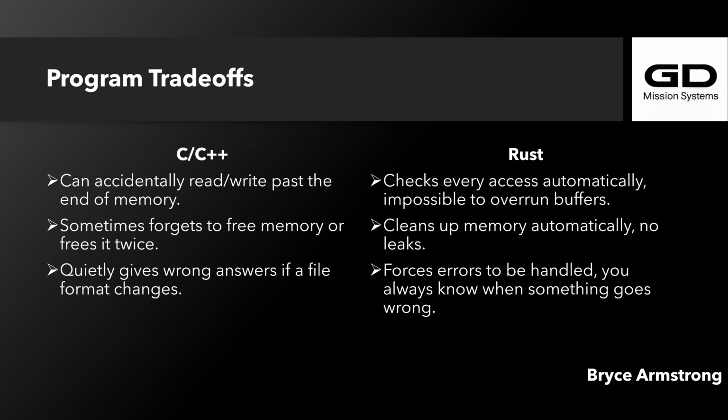On the right is how Rust avoids these same issues. Every memory access is checked automatically at runtime in debug builds and proven safe at compile time in release. Buffer overflow becomes impossible. Also, memory is always cleaned up exactly once, automatically. No leaks, no double free. Additionally, errors cannot be ignored. The compiler forces you to handle them, so you always know immediately when something goes wrong.